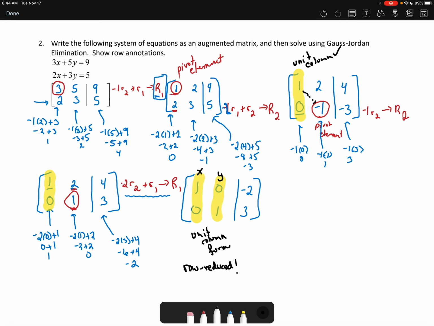It's saying that 1x and no y's is negative 2. So the x value is negative 2. No x's, but 1y is 3. So y is 3. The answer to this system is the point negative 2, 3.